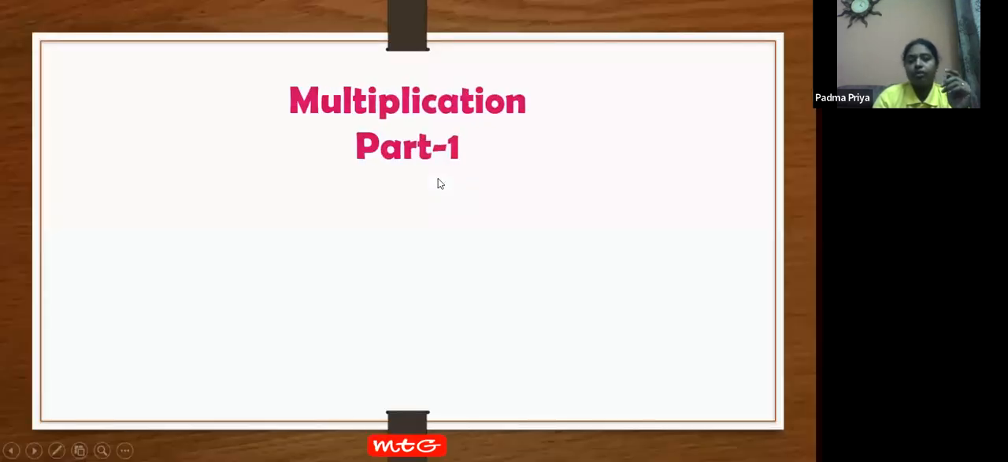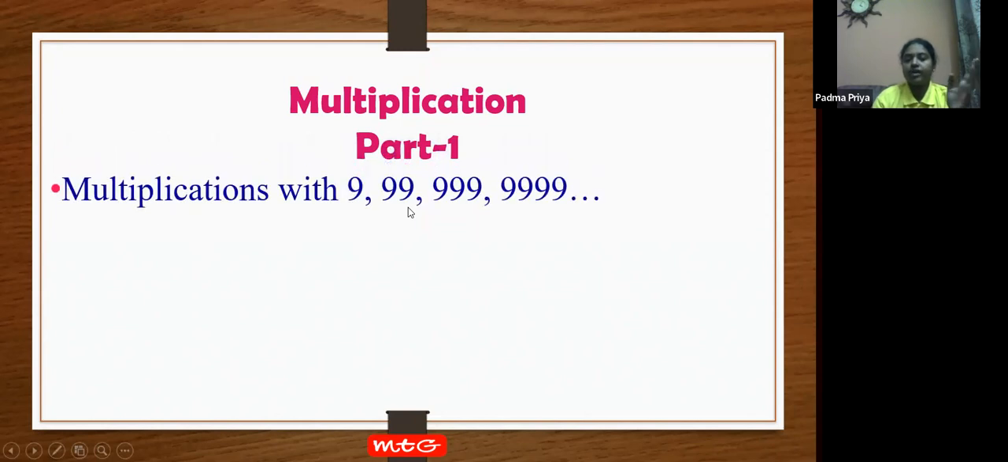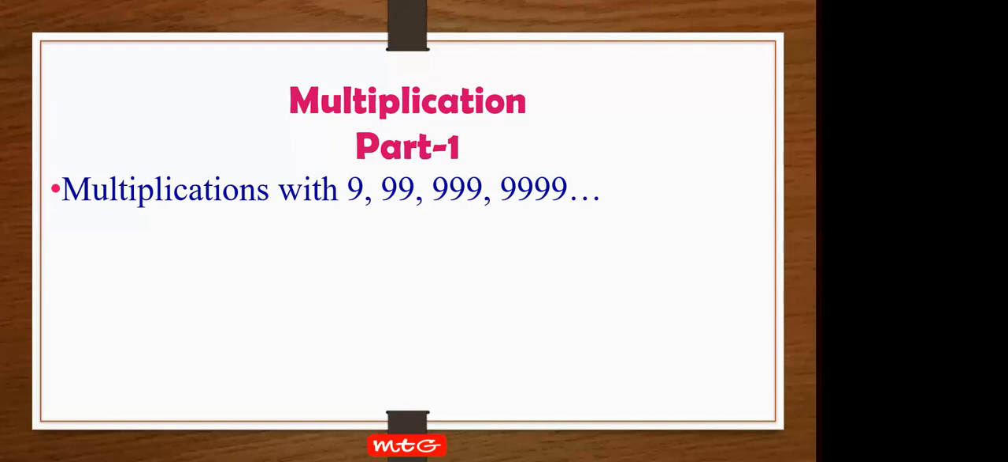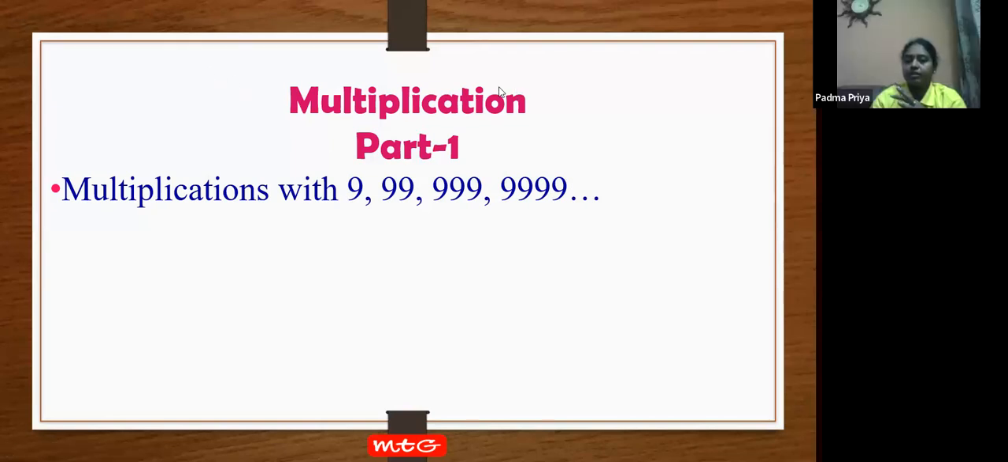Today I'm going to take you through only one simple trick, but it has different cases. What is that? Let us see. Today we are going to see multiplication with 9, 99, 999, or 4 nines or whatever. Whenever you are multiplying two numbers, if one of the numbers is all nines, then there is a very simple trick where we can do multiplication without using any multiplication tables. You don't even need to know the ninth table.